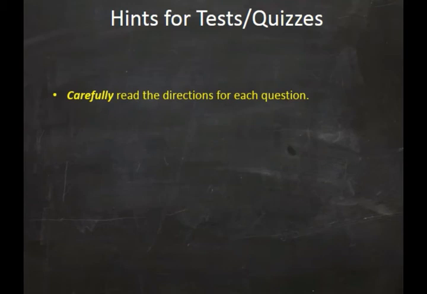If a question asks for 2 examples, give 2 examples. Don't give 1. If a question asks for an example other than the one used in the presentation or in the book, in other words, to make up your own, then make up your own. Don't use one from the book or the presentation.